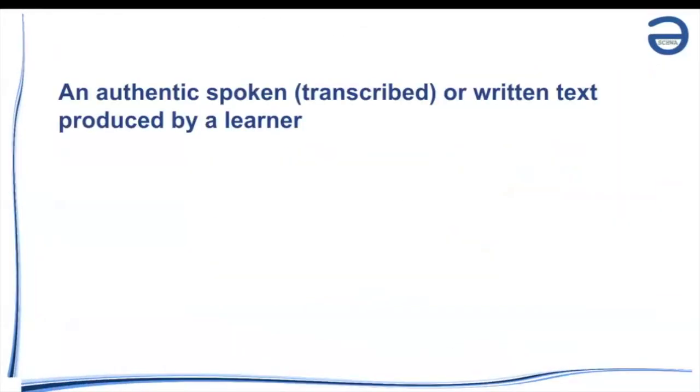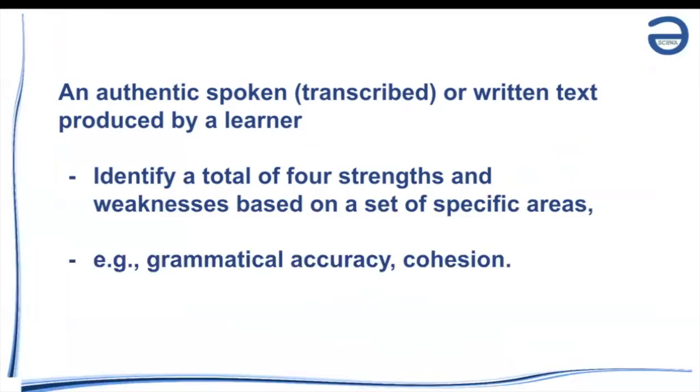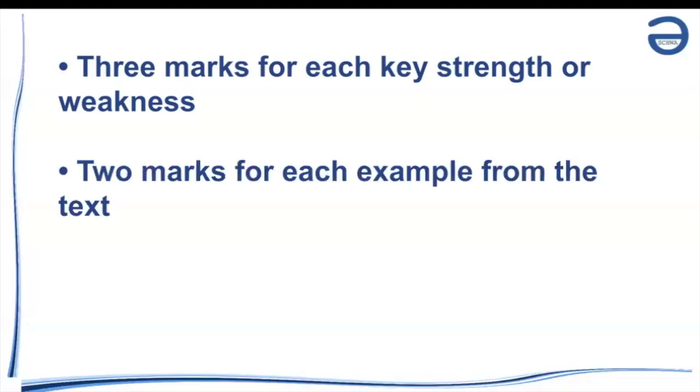So now you'll have an authentic spoken, transcribed, or written text by the learner, and you'll have to identify a total of 4 strengths and weaknesses. So again, the areas are listed. For example, now 3 marks will be given for each key strength or weakness, and you have to write a total of 4 having at least 1 strength or weakness. 2 marks will be there for each example. So for each strength that you have correctly identified, you'll be given 2 marks for an example of it.